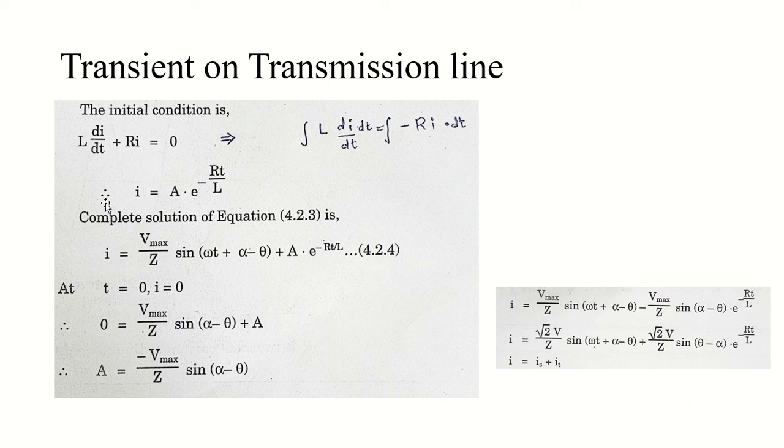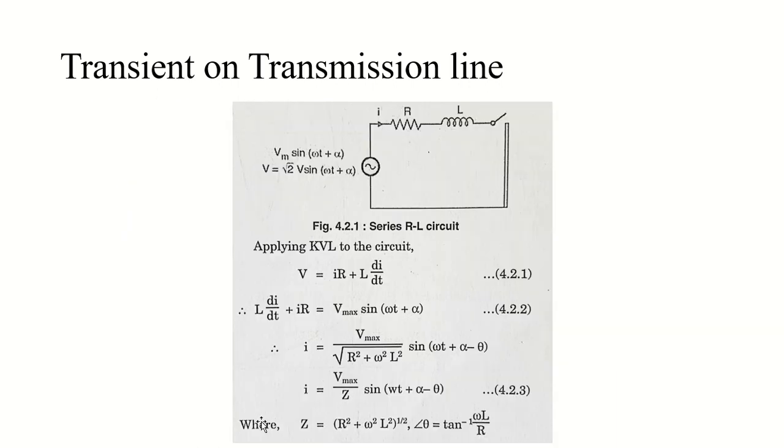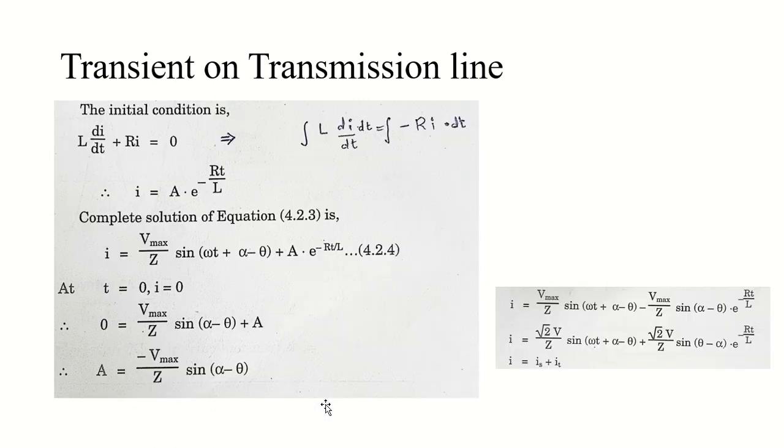And then, as this is the current at initial condition, we will add this value to the original value of I. What was the original value of I? It was V max by Z sin(omega t plus alpha minus theta), and we will add this value A into e raised to minus RT by L. So we did that here.